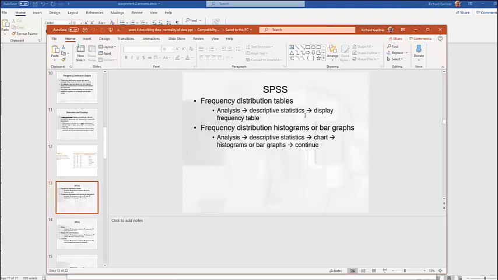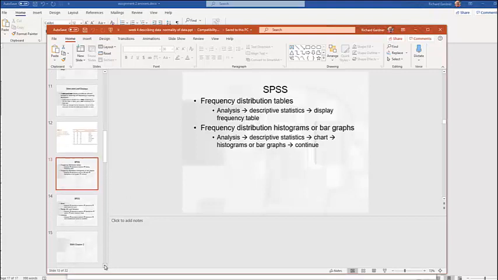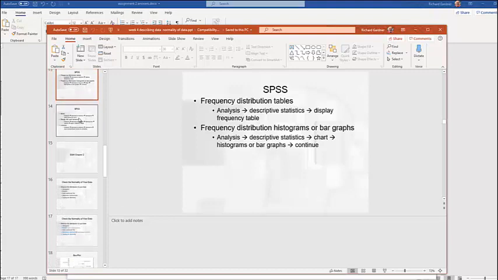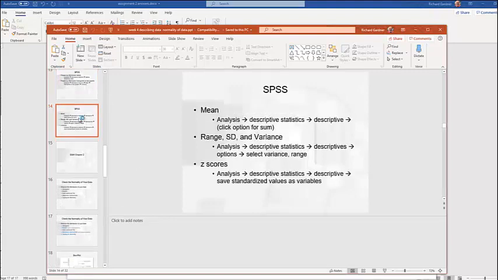And then this is how we display a frequency table. With this stuff, I strongly suggest you play around with it. And if you can't find videos on the hawks, which you will, I've got videos on everything. YouTube, I guarantee you, has videos on everything you will ever need to know in SPSS.